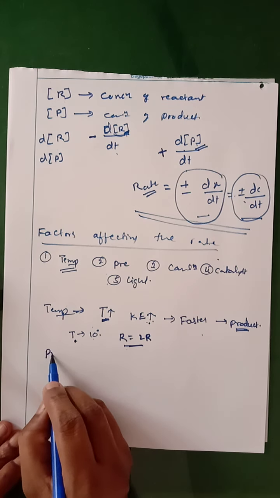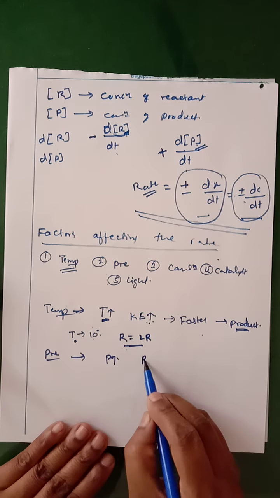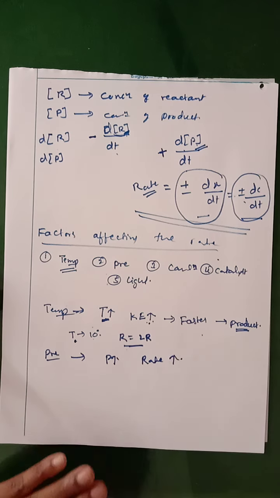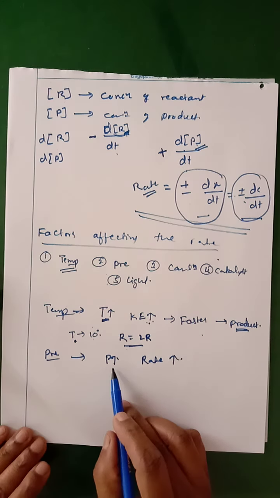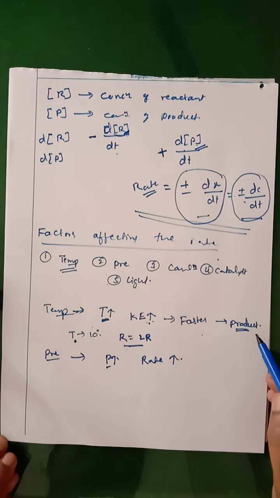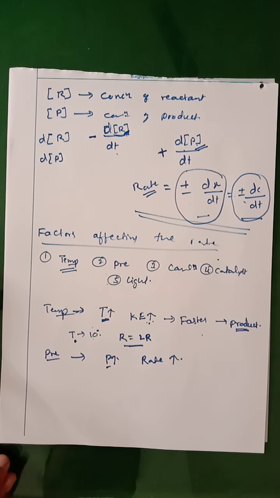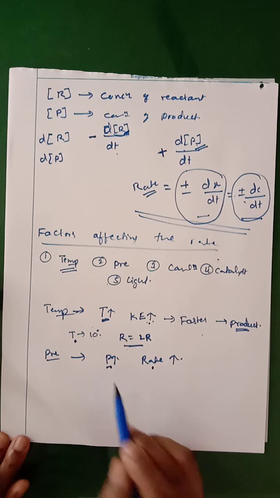Next, what is the effect of pressure? Here also, with an increase in the value of pressure, the rate of a reaction also gets increased. The rate of a reaction increases with increase in pressure, because as the pressure increases, the collision between the particles gets increased. Because of the increase in collision between the particles, the product formed gets increased. So the rate of a reaction increases with increase in pressure.